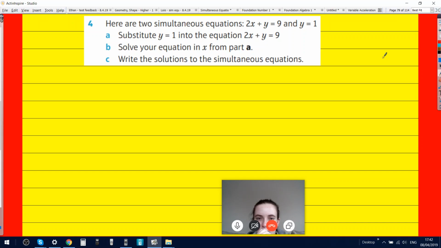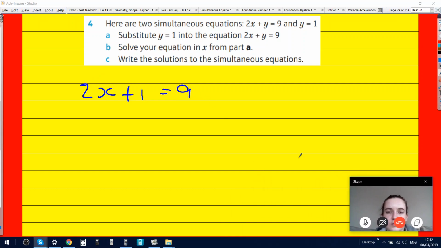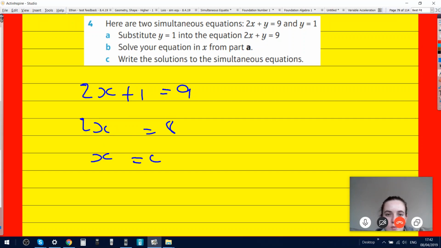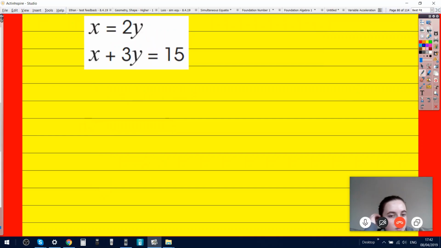Two x plus 1 equals 9. So then 2x equals 8. X equals 4. And they already told us y is 1. How about this?